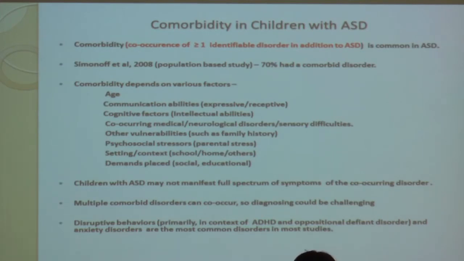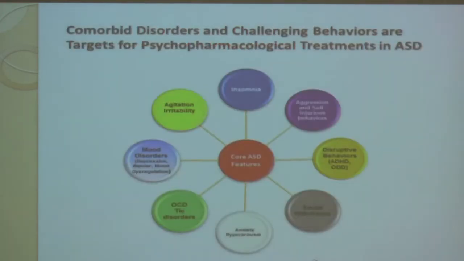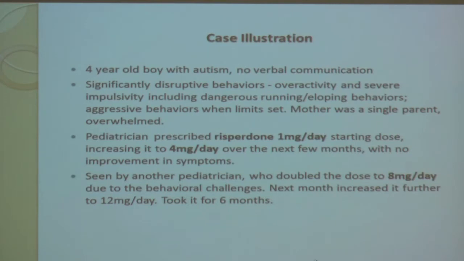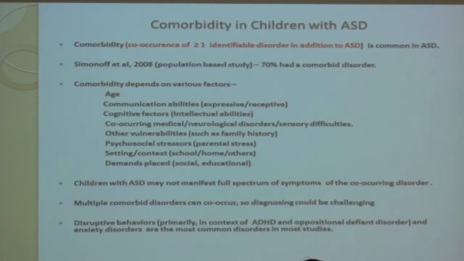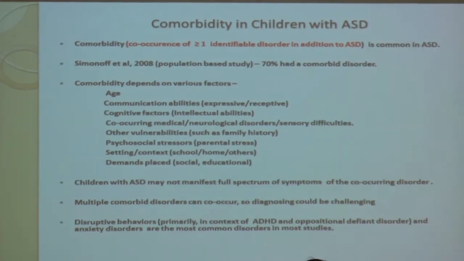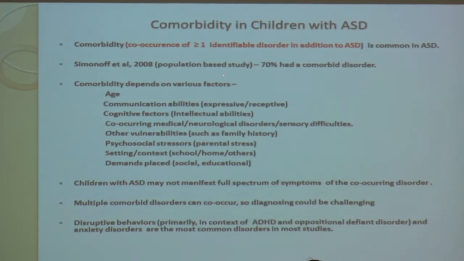So the concept of comorbidity in children with autism. When we say comorbid, we are talking about more than one condition. So in the context of autism, co-occurrence of more than one identifiable disorder in addition to the autism spectrum disorder is considered to be a comorbid condition. Sometimes we use the term co-occurring disorder instead of comorbidity, and we typically use them synonymously. Comorbidity is very common in autism spectrum disorders.